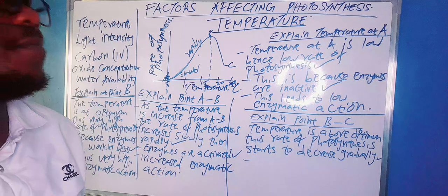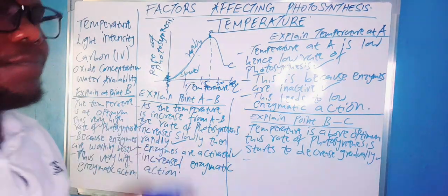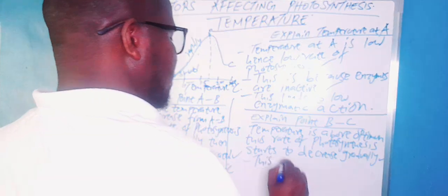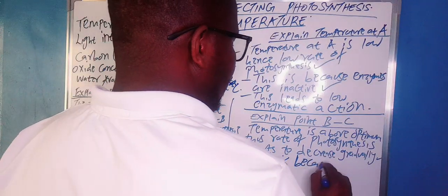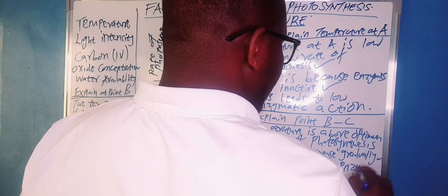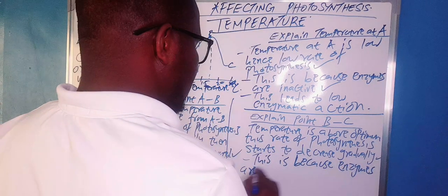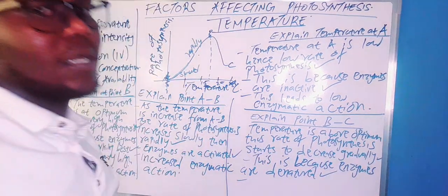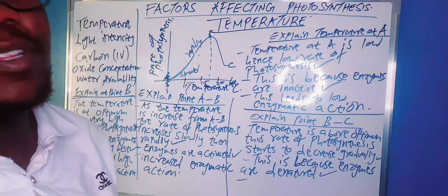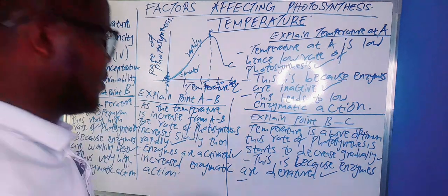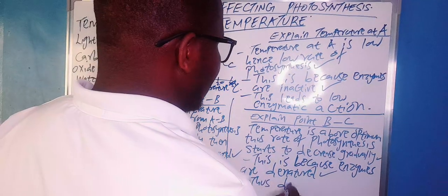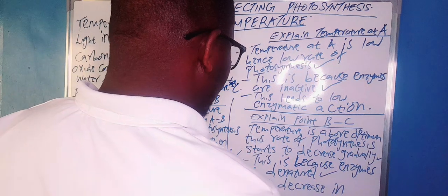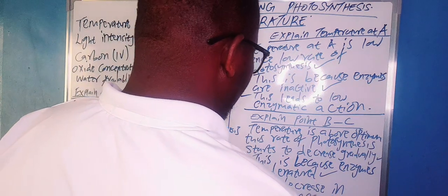The second mark will be the reason. Reason: when the temperature is above optimum, enzymes are denatured. We are saying this is because what? Enzymes are denatured. You get your second mark. And because of that, the enzymatic action decreases. Thus, decrease in enzymatic action.